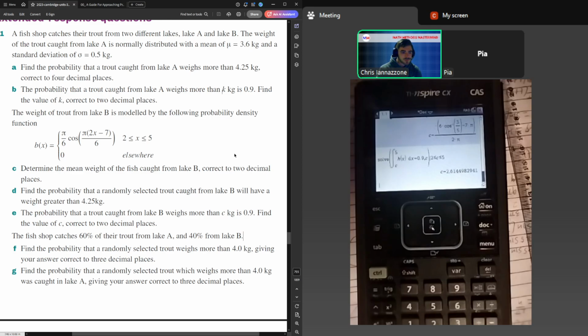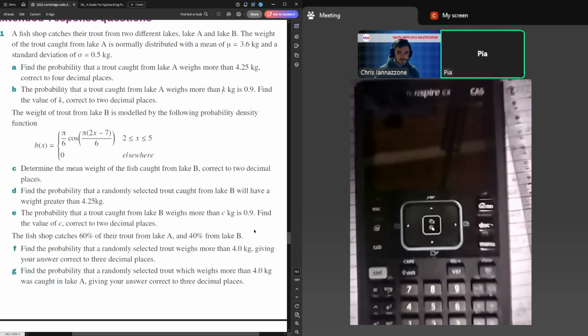I'll even give a bit of a further hint, which is previously we were talking about trout caught from Lake B, trout caught from Lake A. This just says randomly selected trout. So something about this is going to help us figure out how we calculate our net probability.